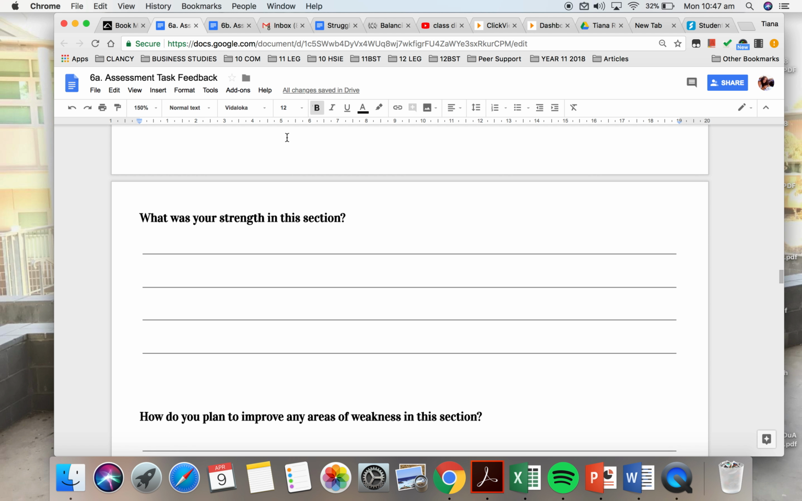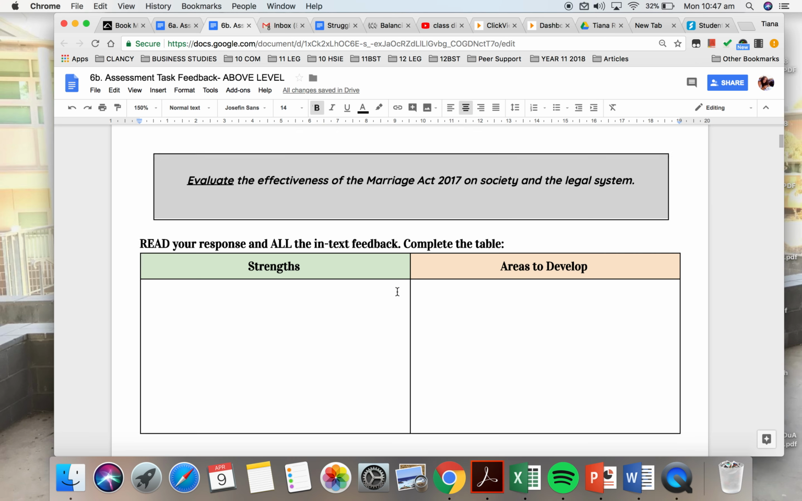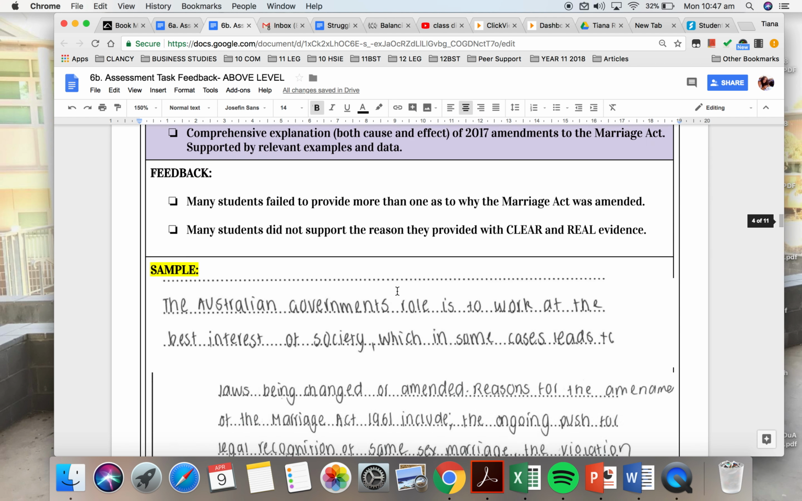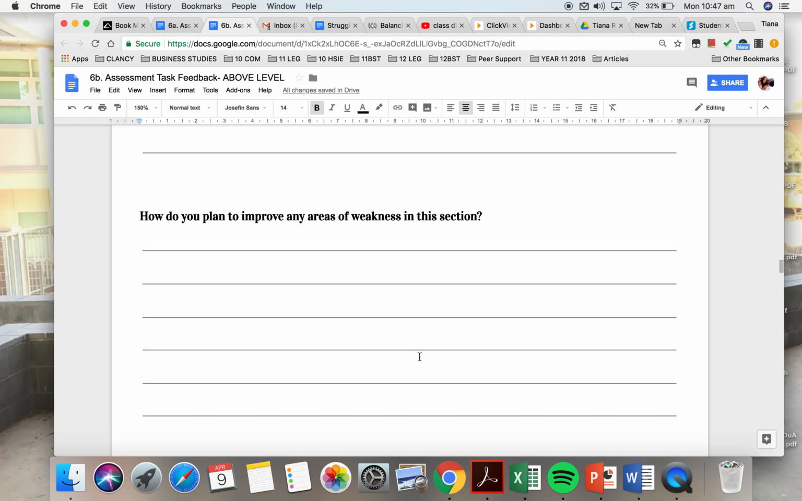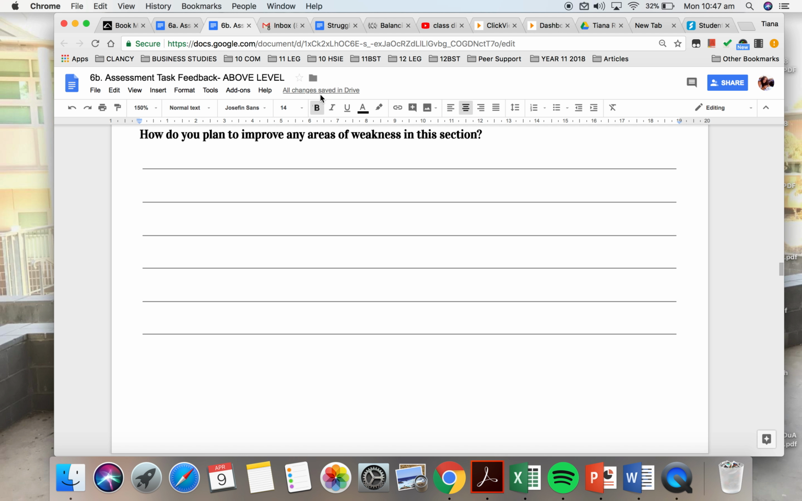If you did the above level task, I still want you to answer these questions, but I want you to focus on: can you see the reasons why it changed in your response? If you can, please put a star next to those reasons. And how could you improve your response, or where could you include the reasons why it changed in your current response?